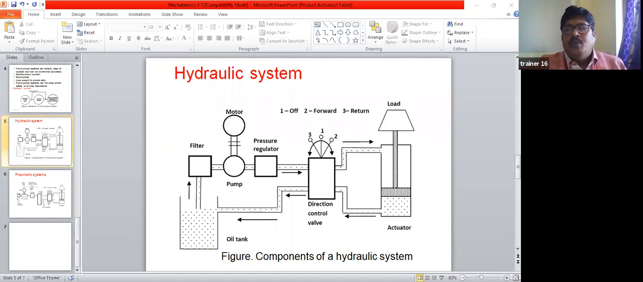Here, almost 60%, 70% of the area uses hydraulic and pneumatic actuation systems. Why? Because it is not complicated, and also it is semi-automatic. I am not saying that it is fully automatic, it's semi-automatic. And then material handling, right?